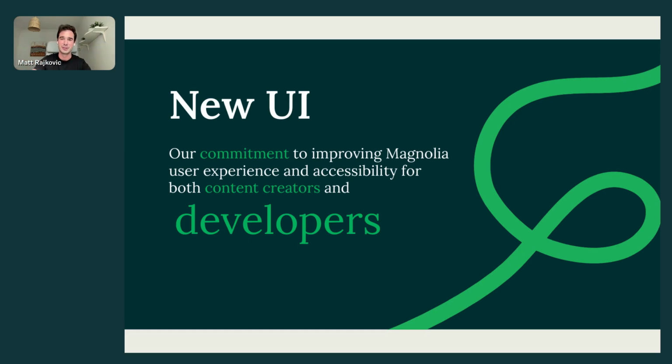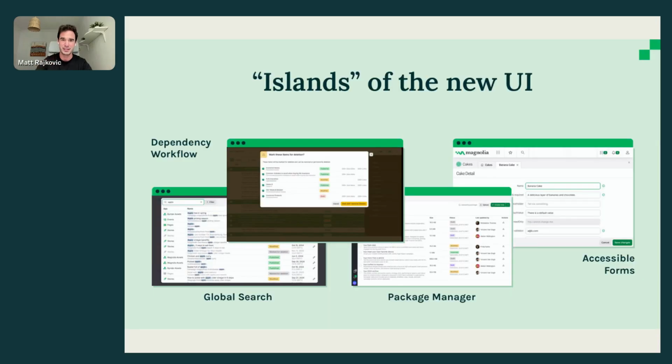The way new UI is going to be surfacing in 6.4 once you upgrade is in several ways, actually. We call them islands of the new UI. And it includes sometimes just one single feature, like global search or dependency workflow, or for example, accessible forms. And in other cases, it's going to be a whole new app. It's going to be a full new experience in one separate app, like in the case of package manager itself.